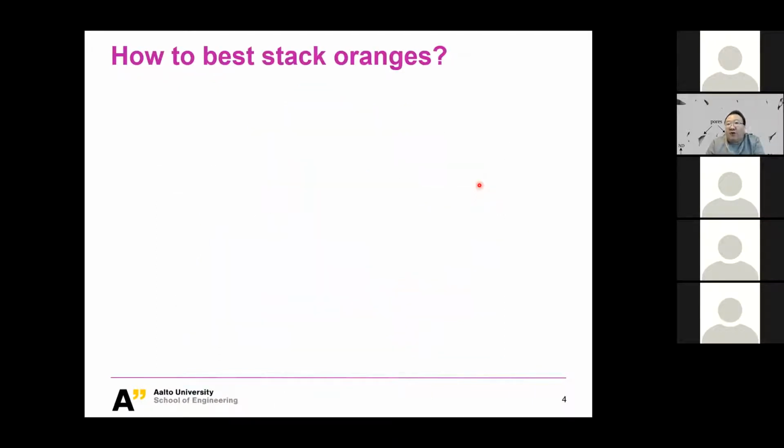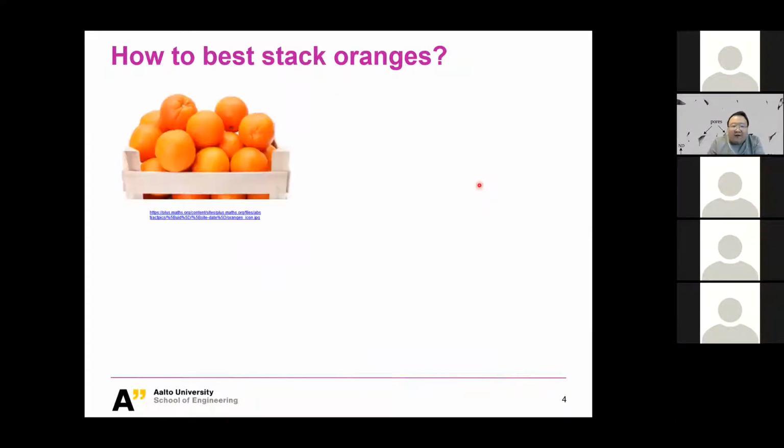But before we go to the atoms, as I asked you at the end of yesterday's lecture, I was asking how to best pack oranges. I don't know if anyone had thought about it. If you had, share some of your thoughts. I will not cue anyone, but if you have some ideas, just break it out.